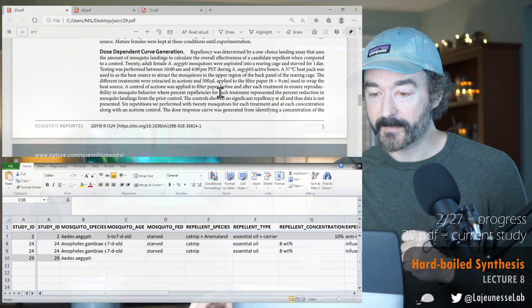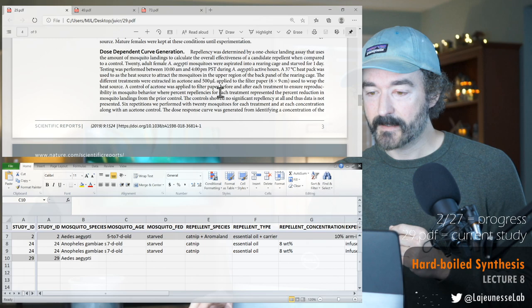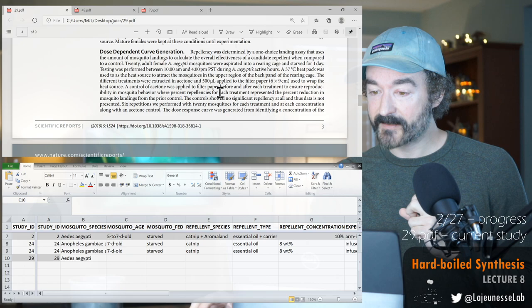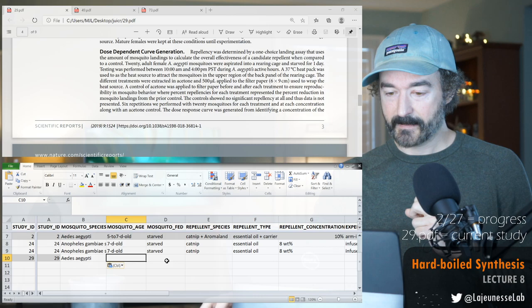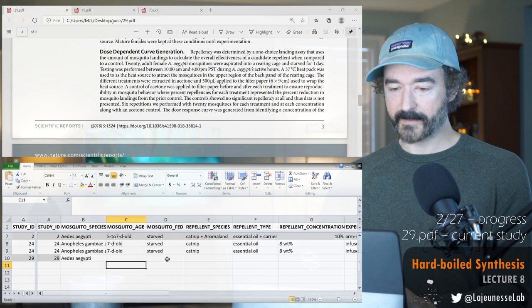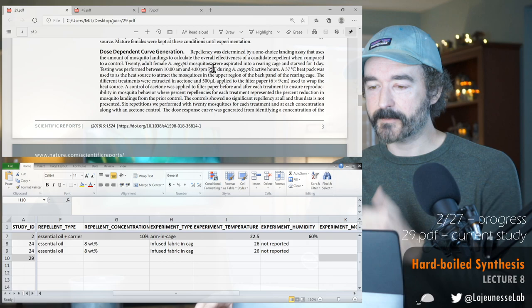Repellency was determined by a one-choice landing assay that uses the amount of mosquito landings to calculate the overall effect. Okay, so the response is landing times. Twenty adult females were aspirated into a cage. All right, I could start filling this up. It's a cage experiment. Doesn't look like they use humans. The different treatments were applied on filter paper.